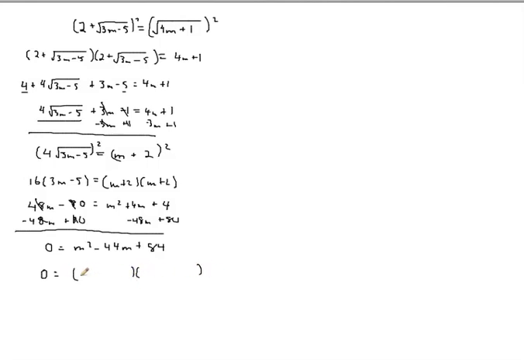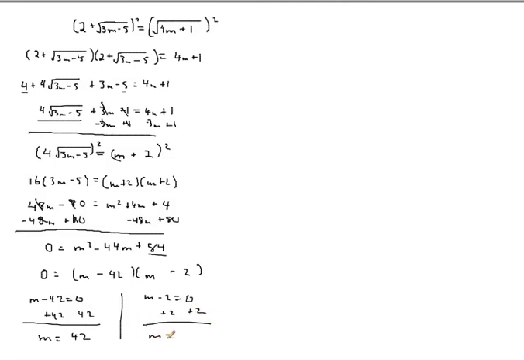And now we can factor that polynomial to solve for m. Well, m times m gives you m squared. And we want to determine factors of 84 that give us negative 44. The obvious one would be negative 42 times negative 2 gives us positive 84, and negative 42 minus 2 gives us negative 44. So we have m minus 42 is equal to 0, so we add 42 on both sides, which gives us m is equal to 42. And to solve for the other factor, we have m minus 2 is equal to 0, so we add 2 to both sides, so m is equal to 2.